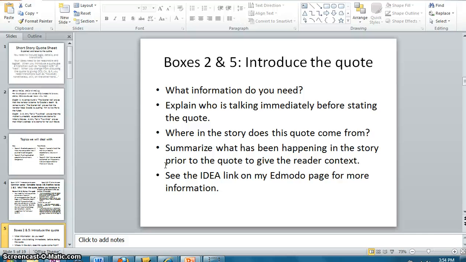So you have a quote from the story. You got to tell me what's going on before this quote takes place in the story, so I can get an idea. I can picture in my mind where that quote comes from. What's happening in the story when the quote takes place. Again, see my idea link on Edmodo for more information about this.